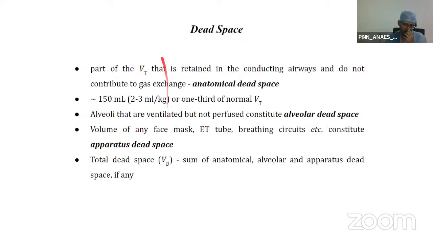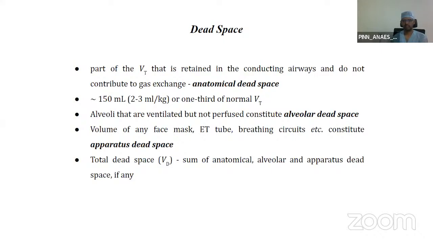So before that, we need to learn about dead space. What is dead space? We all know that dead space is that part of the tidal volume that does not participate in gas exchange. If that volume is retained in the conducting airways, it is called anatomical dead space, which corresponds to around 150 ml, or 2 to 3 ml per kg of body weight, or 1/3 of normal tidal volume.